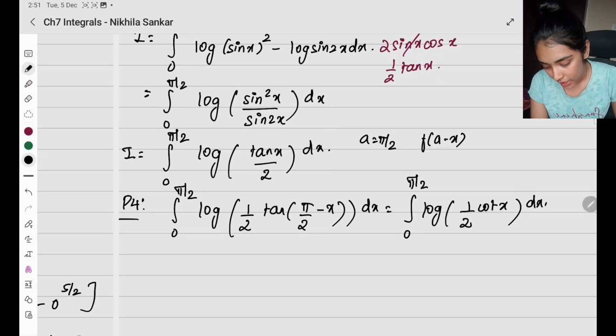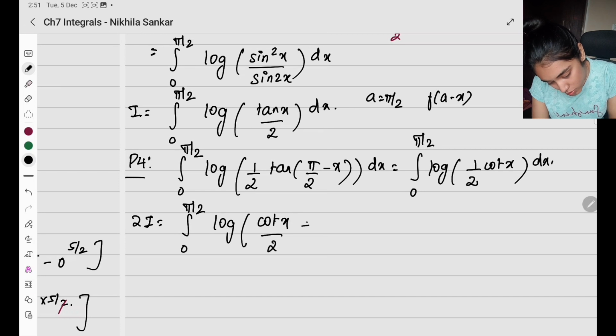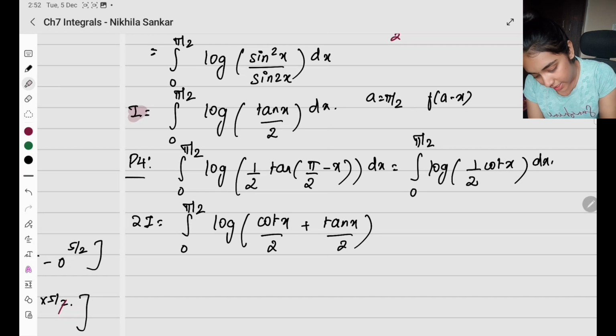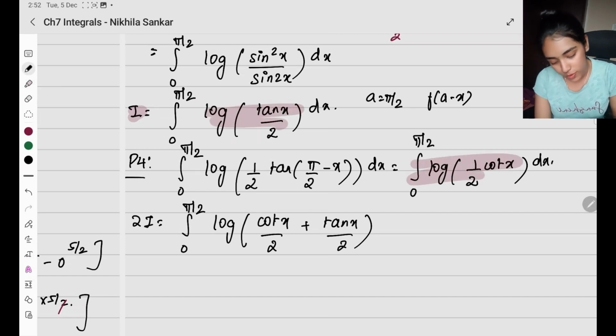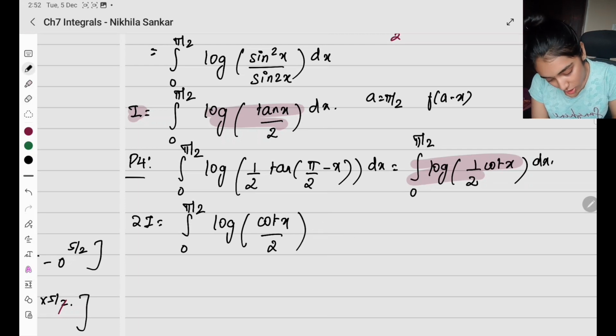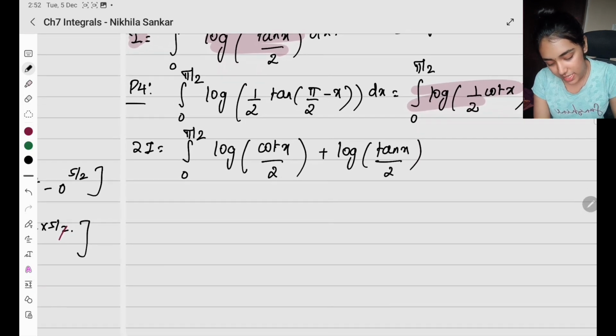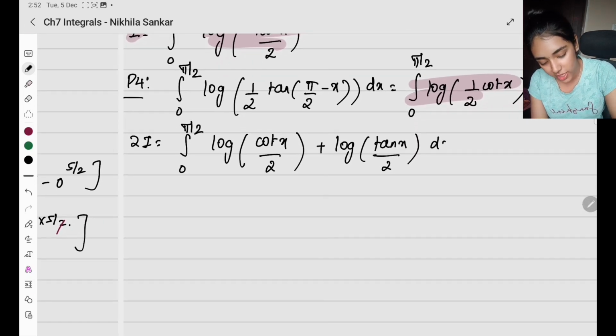Now when I add the 2, so I have 2i equals integral of 0 to pi by 2 log of cot x divided by 2 plus tan x divided by 2. So I'm basically adding I equals log of tan x by 2 and I equals log of cot x divided by 2. So when I add these two, sorry, I should not add it like this. It is log of cot x by 2 plus log of tan x divided by 2. It is the addition of logs. It is log of cot x by 2 plus log of tan x by 2 times dx.